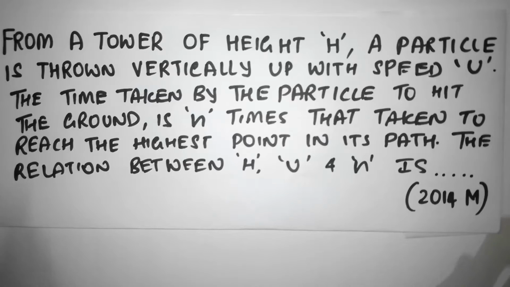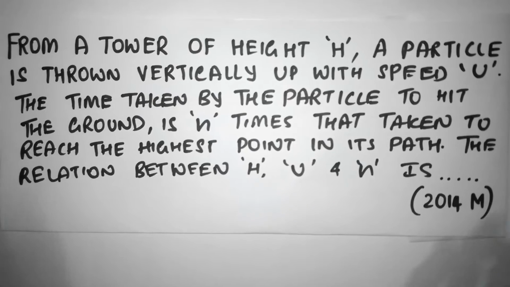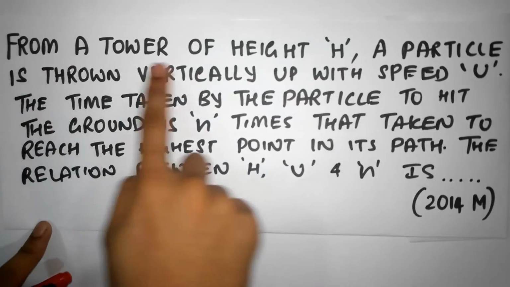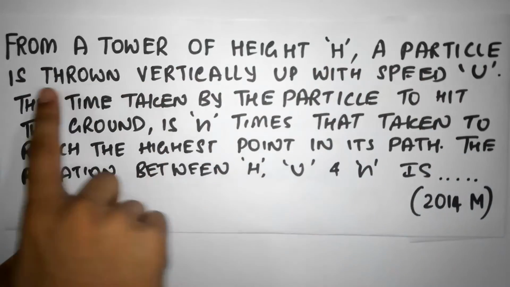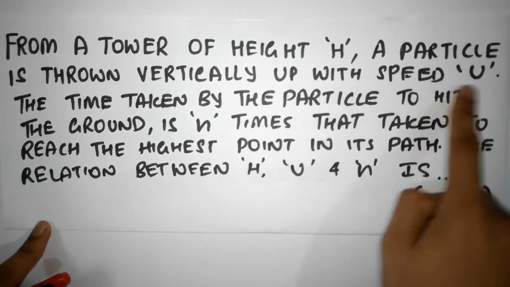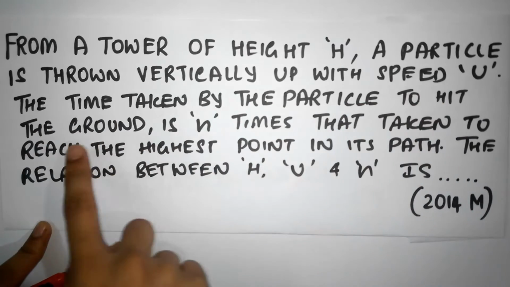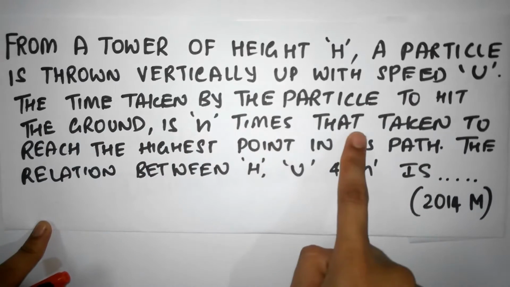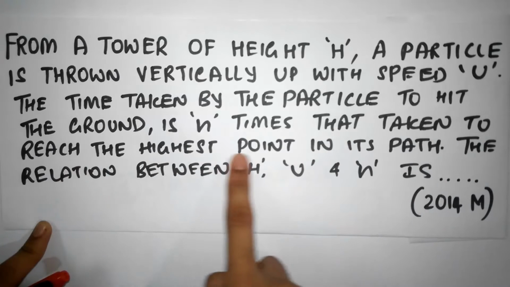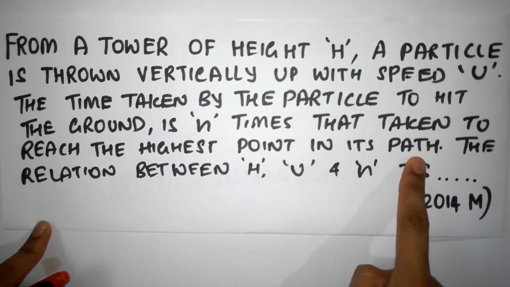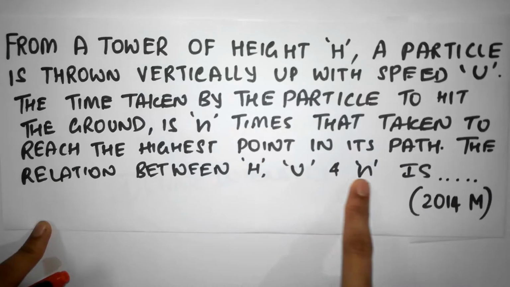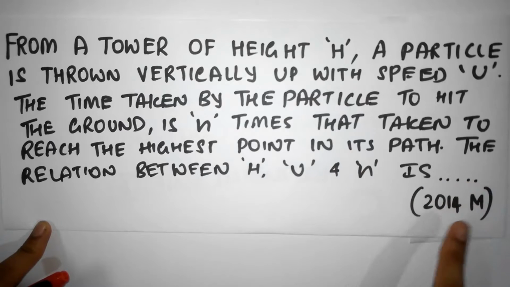Welcome, let's do a random problem from Kinematics. From a tower of height h, a particle is thrown vertically up with a speed u. The time taken by the particle to hit the ground is n times that taken to reach the highest point in its path. The relation between h, u and n is, it's a JEE Mains 2014 question.